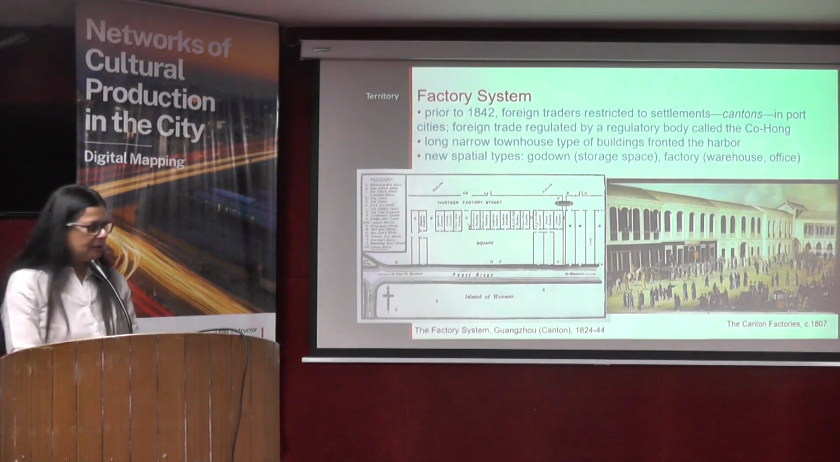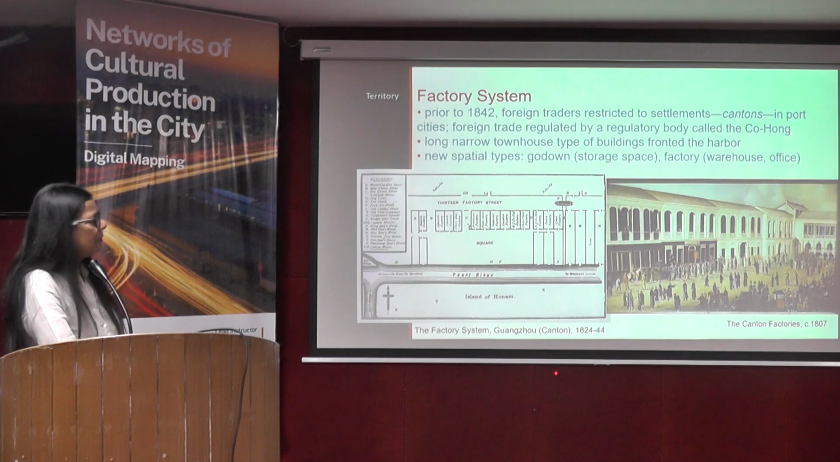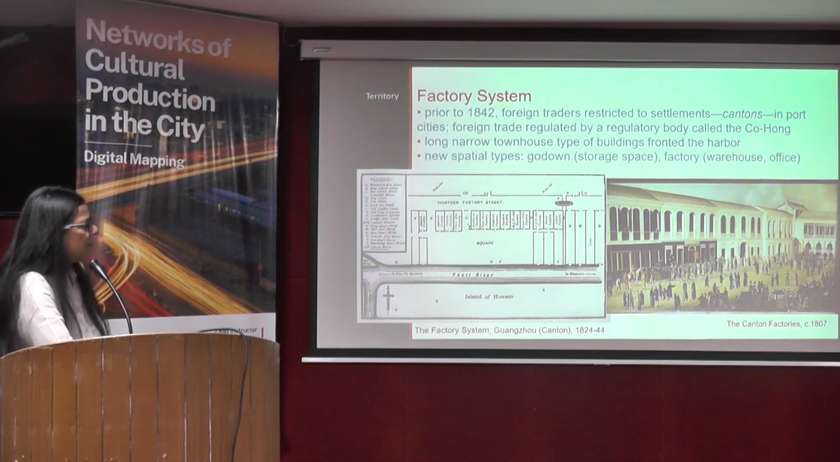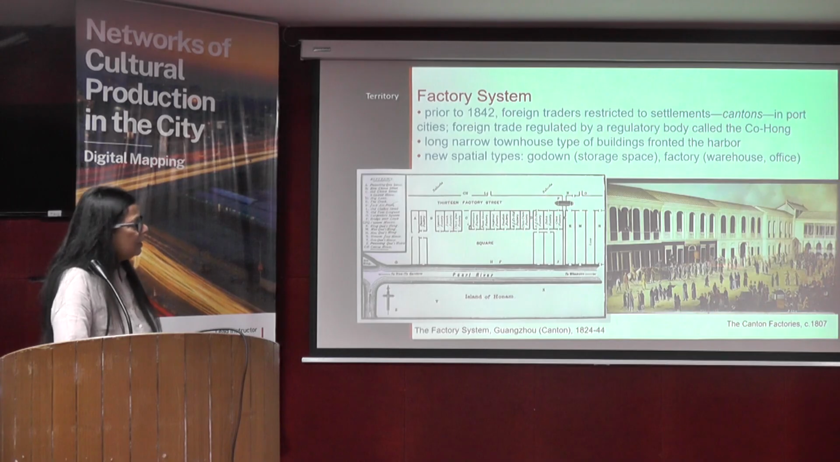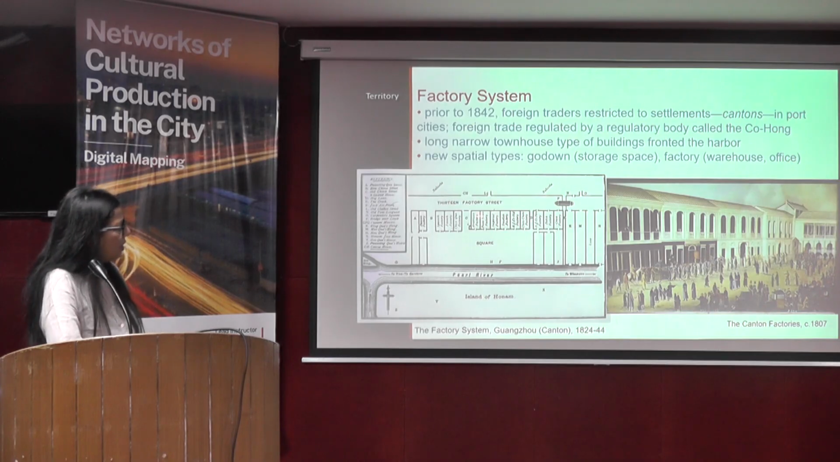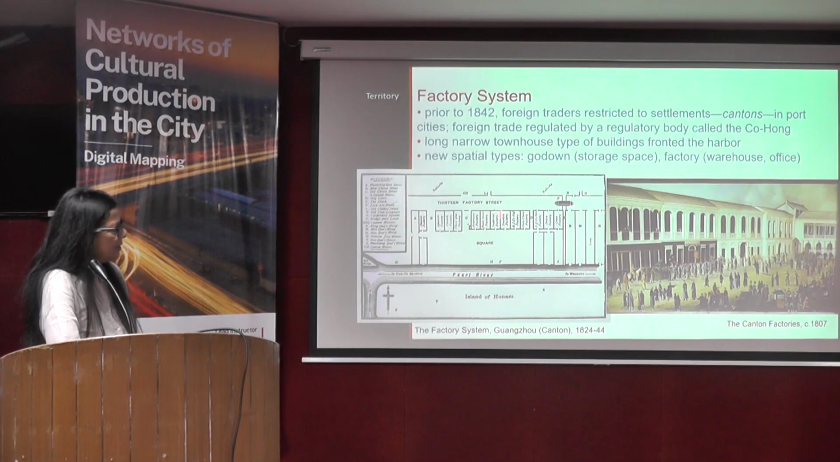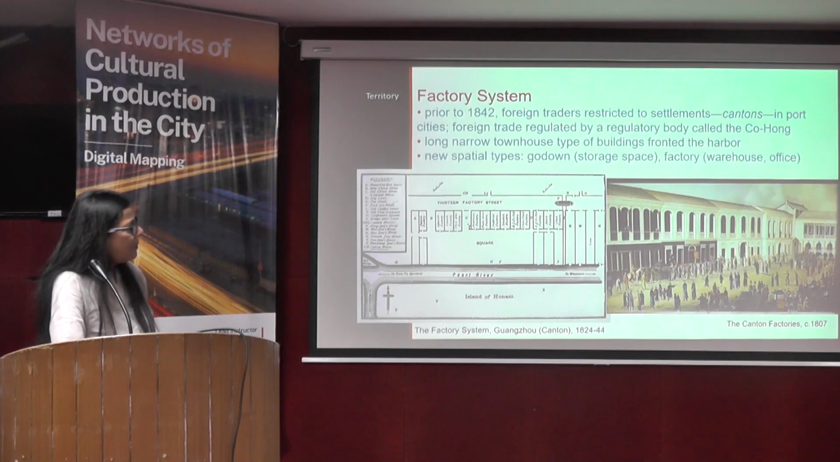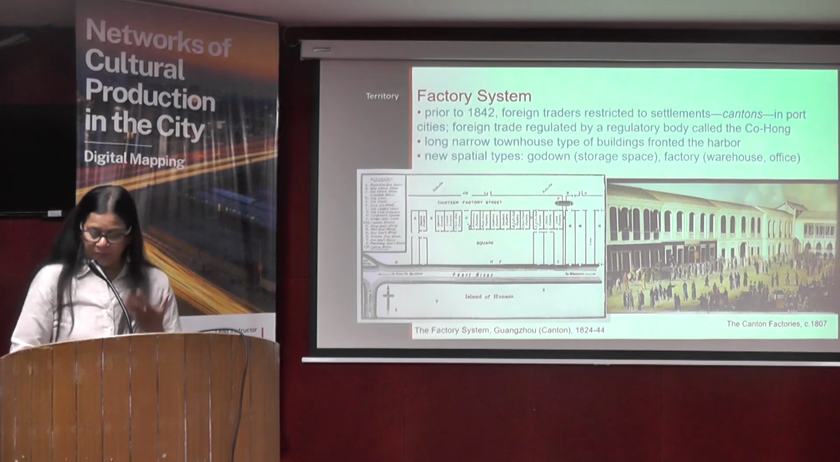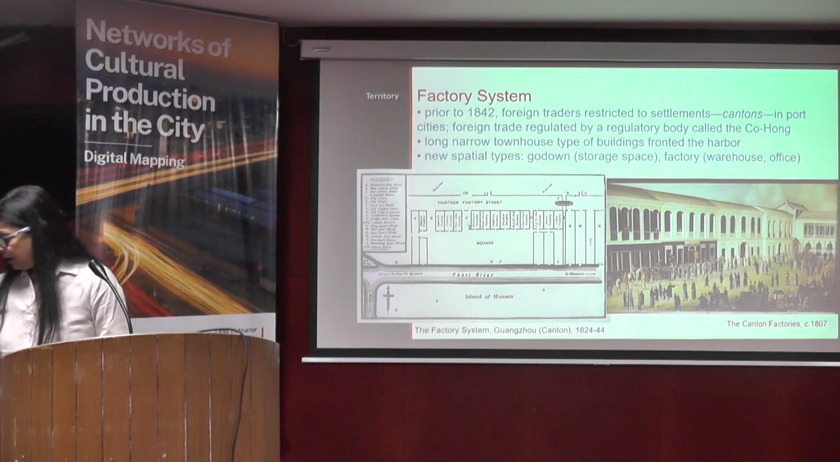What that meant for the architecture and the spaces of these, they were called factories, because of the factory system. This was the earlier factory system, where each country, or rather the company, whether it's the Dutch East India Company or the English East India Company, all have their separate, what look like townhouses with a very open yard, like a square. And there's the Pearl River. They basically had storage spaces, warehouses, the way factories were organized.